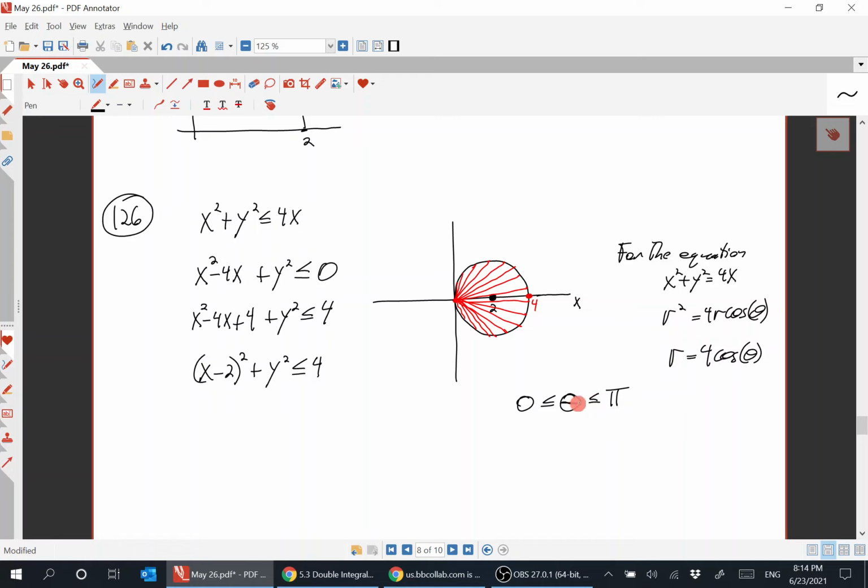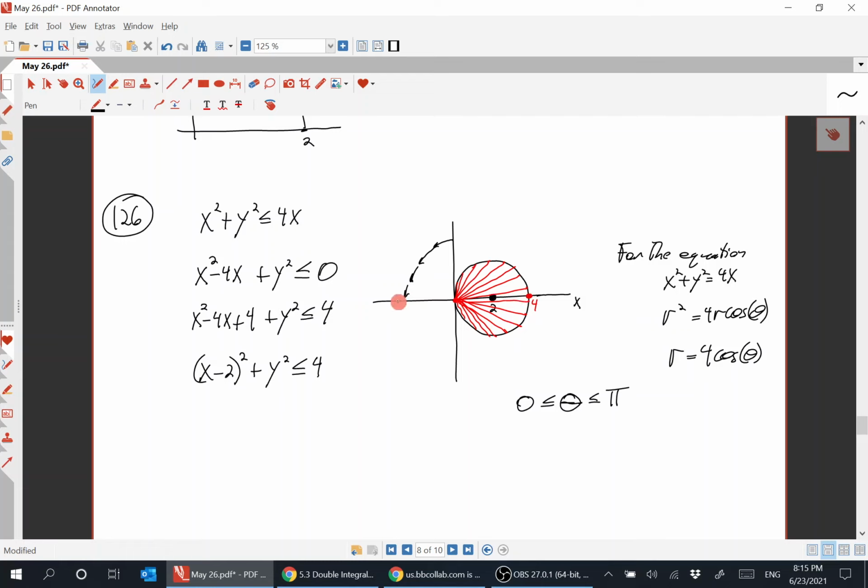They're just going from 0 to pi. So at 0, we're out to 4. And then as you work your way up to pi over 2, 4 cosine theta is going from 4 down to 0. So at theta equal to pi over 2, r is equal to 0, which puts you at the origin. And then as you go a little bit past pi over 2, the r values are negative. They're going from 0 out to negative 4. So the point (4, pi) is over here.